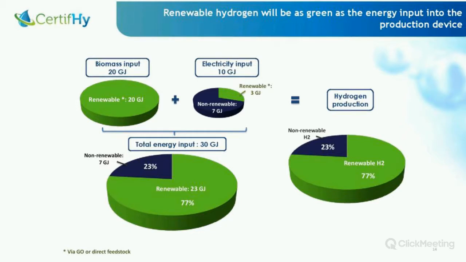Suppose that we have biomass input on the one hand, electricity input on the other hand, which could be in part renewable and in another part non-renewable. You can see that 77% of the input is renewable, hence 77% of the hydrogen being produced will also be renewable. You can see that the pie chart on the right hand is smaller than the pie chart on the left bottom, because of course we have some conversion losses. So efficiencies are taken into account in these calculations in an indirect way.